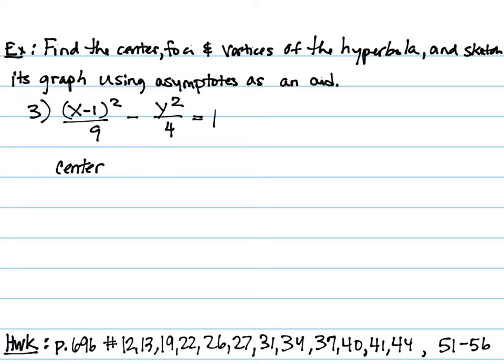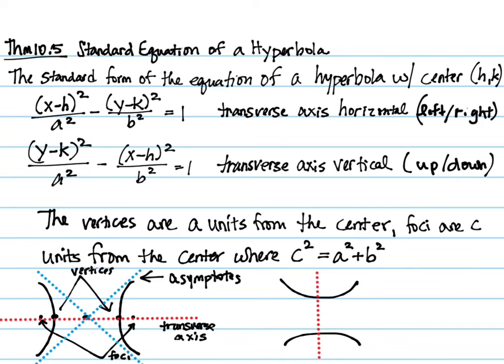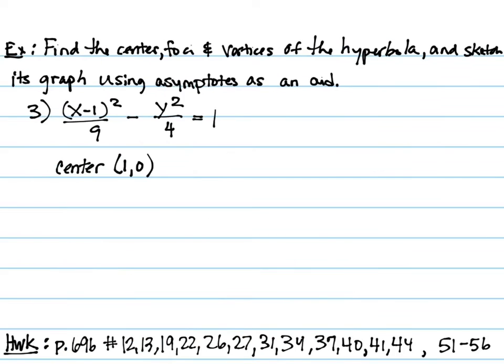Yeah, it's (1, 0). Make sure that you're not just reading from left to right, but that you're looking at the value grouped with x for the x and grouped with y for the y. They could switch, right? If you were looking at the second equation, it has the y value first, but you'd still write the center as (x, y) with the corresponding pieces.